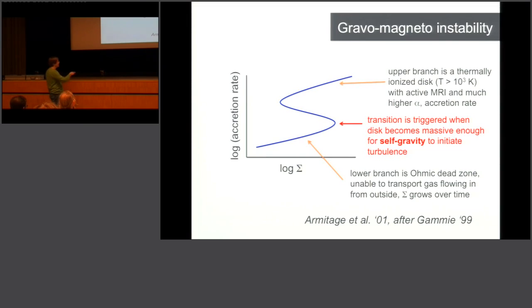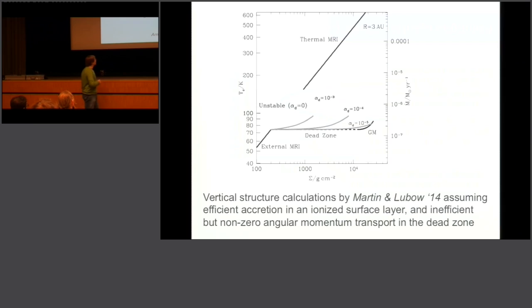Okay? So in this picture, you go up on this lower branch, something here happens to heat the disk up, and the picture here is that the disk becomes massive enough for self-gravity to take place, even at these relatively small scales. You jump up to this upper branch where you have the active MRI, you then have a very high accretion rate, higher than the disk is being supplied from outside, so the surface density then falls, and you have this limit cycle taking place once more. Okay, so that's the cartoon picture of it.